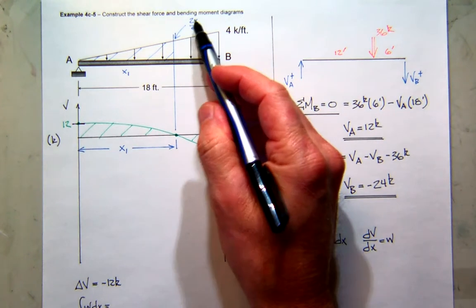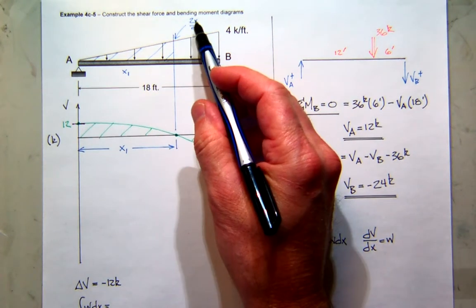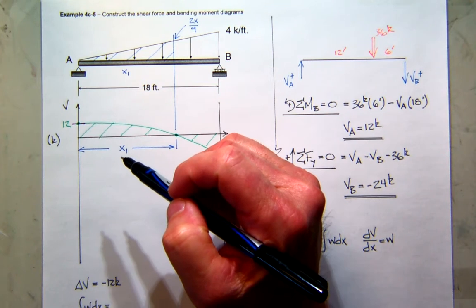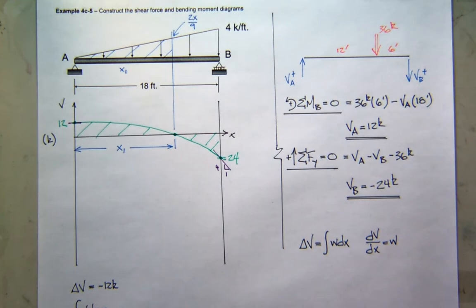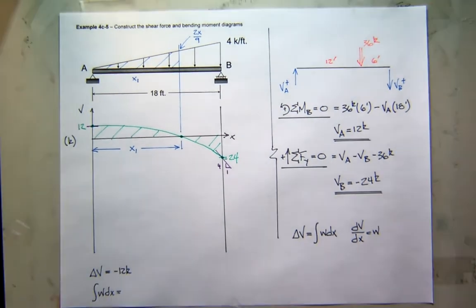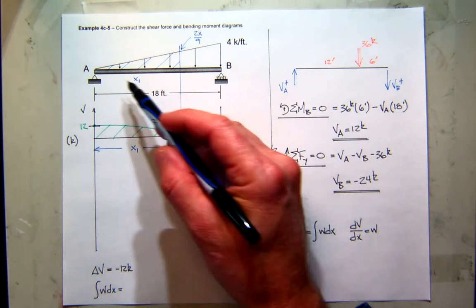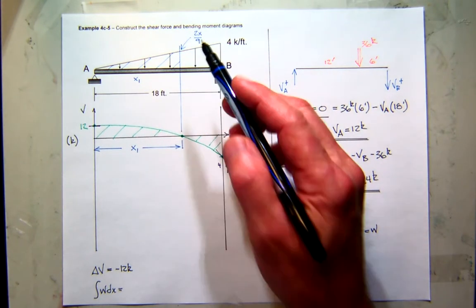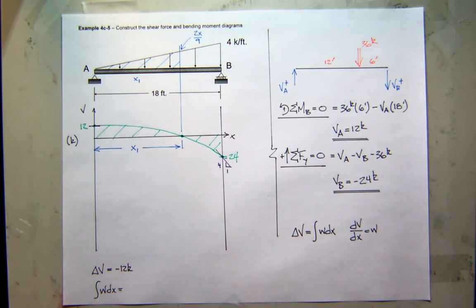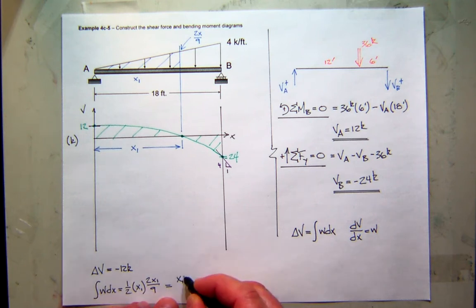And you can check it. At x equals 0, you get 0. At x equals 18, you get 4. Oh, I didn't give myself enough room. I'm off the scale. Let me shrink it down here a little bit. There you go. Now you can see it. So what's the area of this part of the curve? It's going to be 1/2 x1 times 2x1 over 9. So 1/2 base times height. And the 2's cancel, and you get x1 squared over 9.